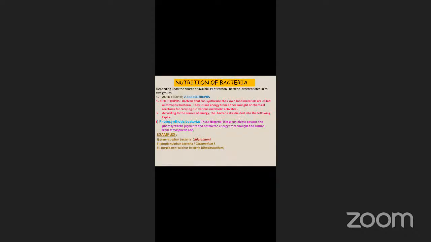Next, coming to nutrition of bacteria. What is nutrition? What is the use of nutrition? The purpose of life. Life. Yes. To produce energy.